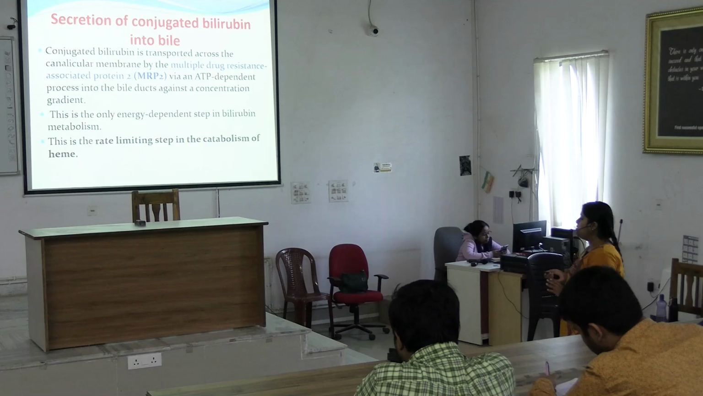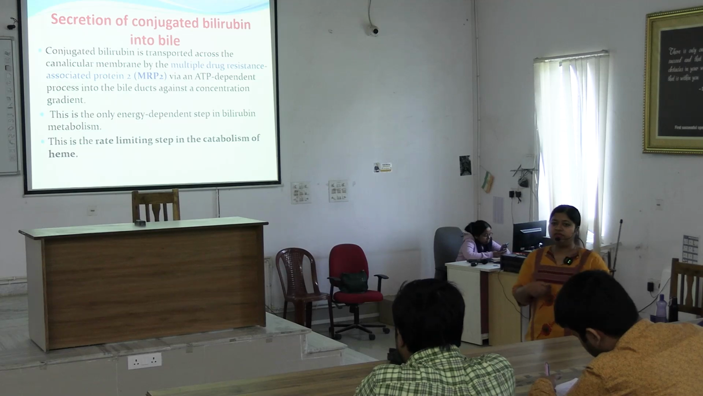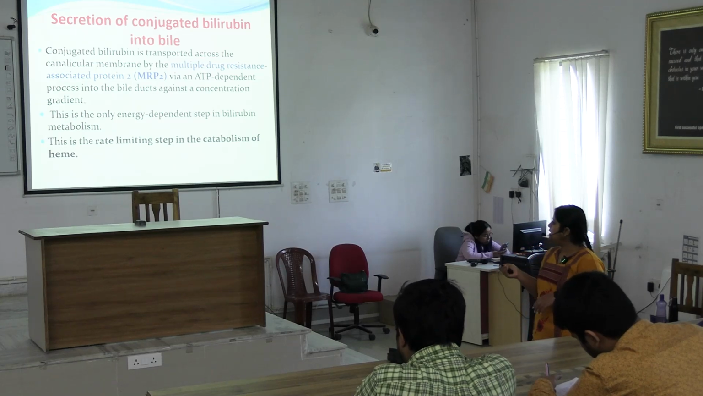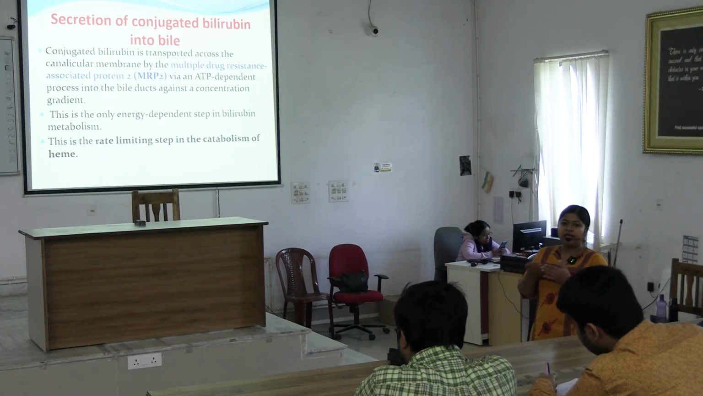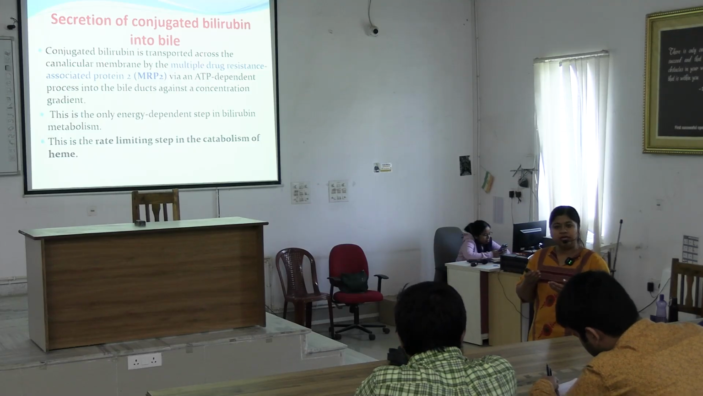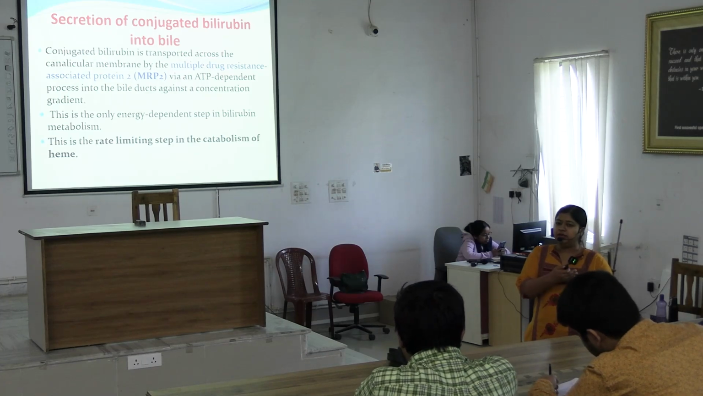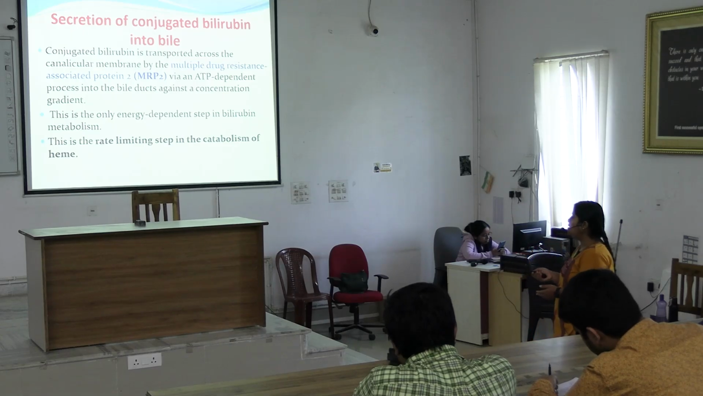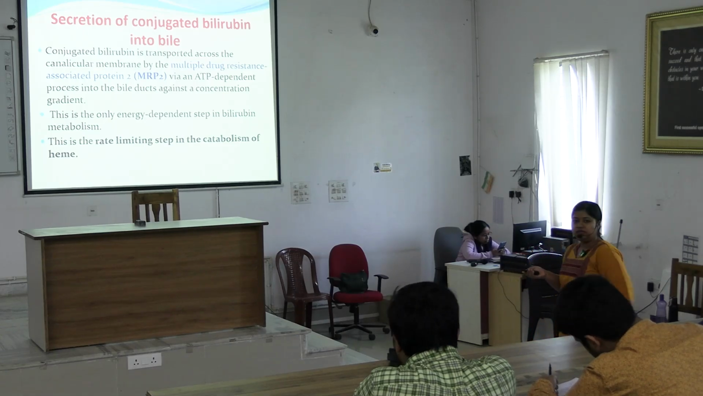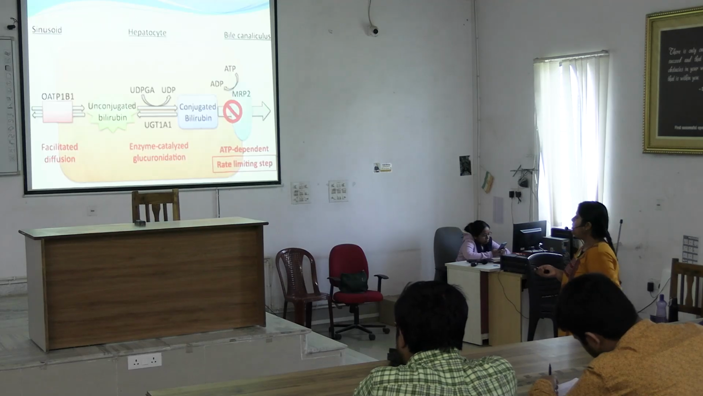This is also a rate limiting step for catabolism of heme, or heme breakdown, because why? It gives a feedback mechanism. If this is obstructed, it will lead to accumulation of conjugated bilirubin in the liver. More conjugated bilirubin in the liver will inhibit the previous pathways. So that becomes a rate limiting step. Clear? Secretion of conjugated bilirubin into bile.